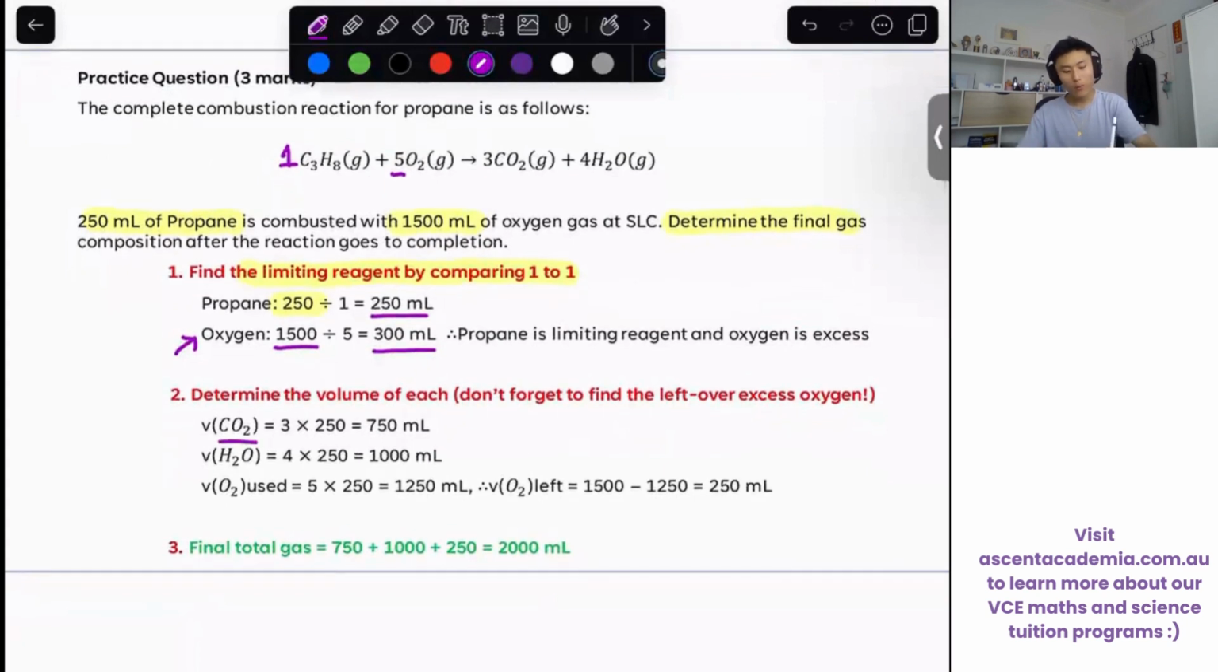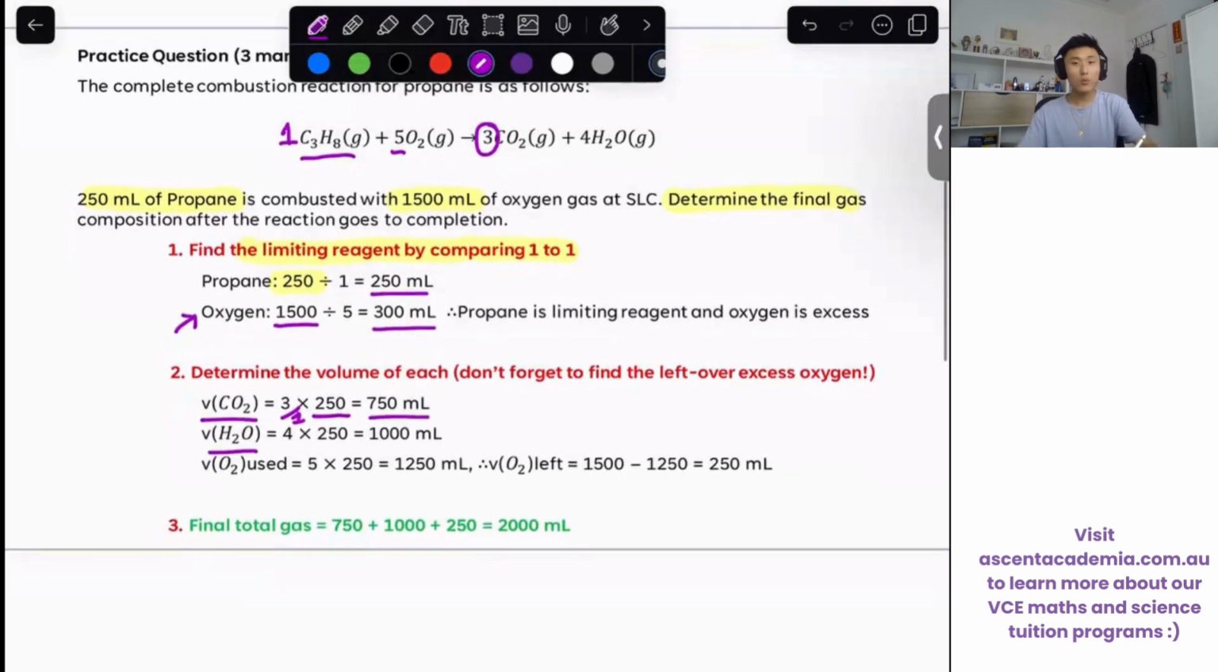So next up, we're going to use our stoichiometric formulas to find out the volume of each. For the volume of carbon dioxide, we do the coefficient of your unknown, which is the carbon dioxide, 3, divided by the coefficient of the known, which is your propane, because propane is the limiting reagent. So 3 divided by 1 is just 3, and then you multiply it by the volume of your known, that's the propane, 250. So that's going to give me 750 milliliters. Now if I do the same for water, I'm going to get 1,000 milliliters.